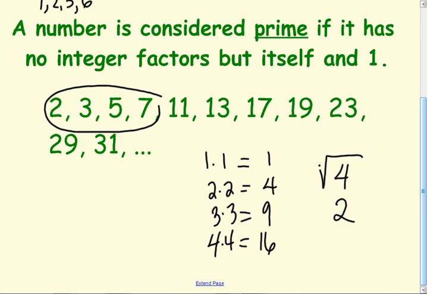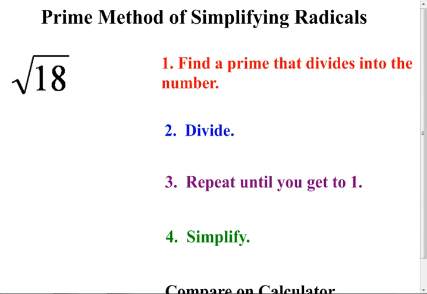You're using paper copies. Okay, so let's see how we simplify radicals. The only reason why we simplify radicals in the old days is because we didn't have calculators.